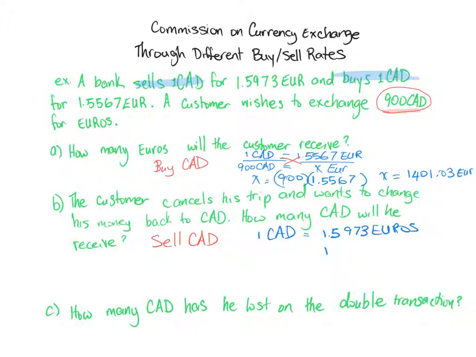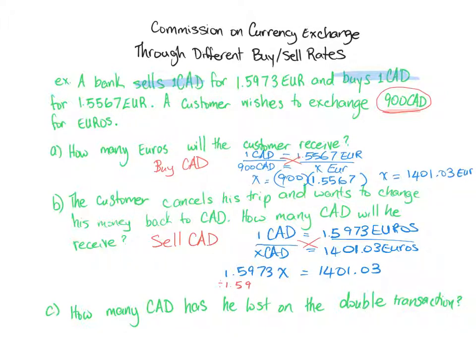So now he has euros. He has, remember from the last question, 1,401.03 euros, and he wants to know how many Canadian dollars he's going to get for that exchange. So we can now cross multiply. We have here that 1.5973 times x is equal to 1,401.03. Now we're going to be isolating the x. We can divide both sides by 1.5973 in order to isolate the x.